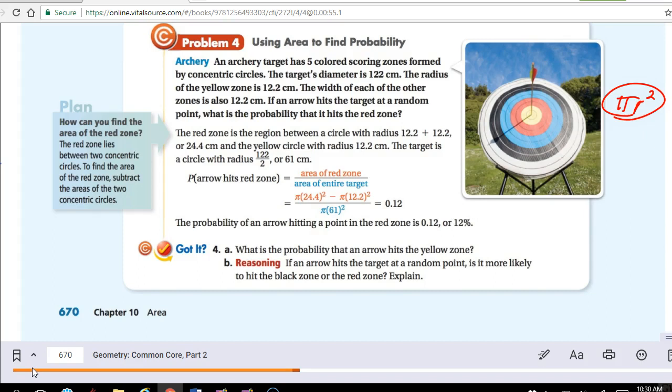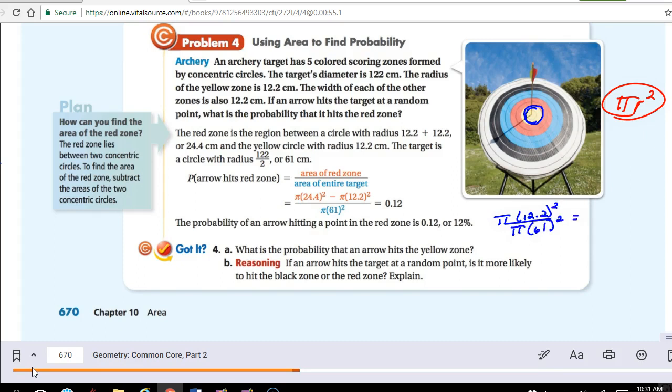So now, what is the probability that an arrow will hit the yellow zone? Well, the yellow zone is the smallest one, so we don't have to subtract here. It's this whole area right here. So it's simply going to be pi times 12.2 squared, and then we're going to divide that by pi times 61 squared.